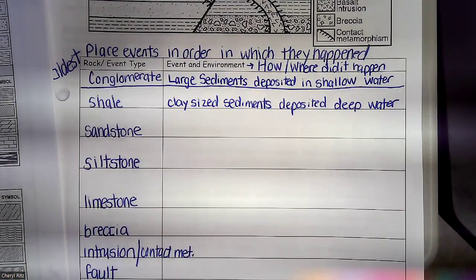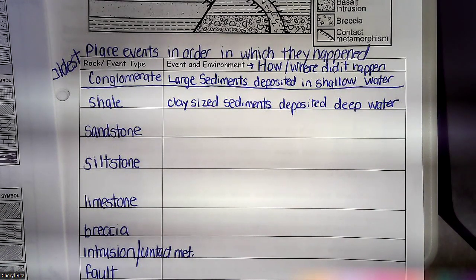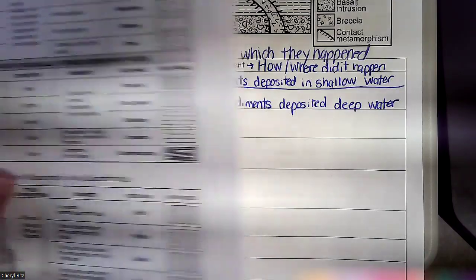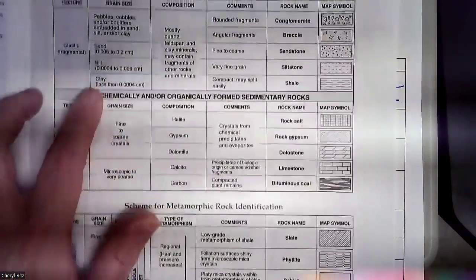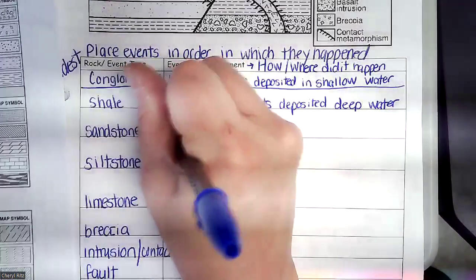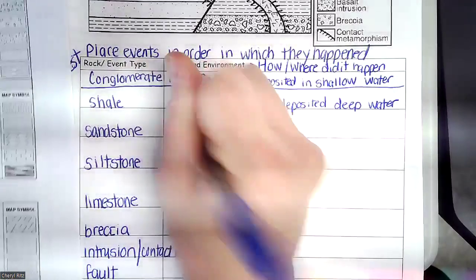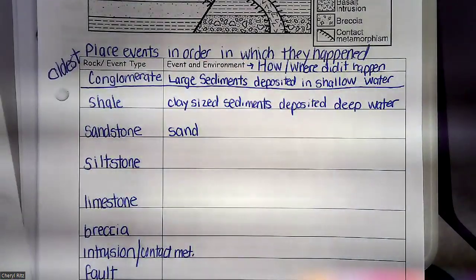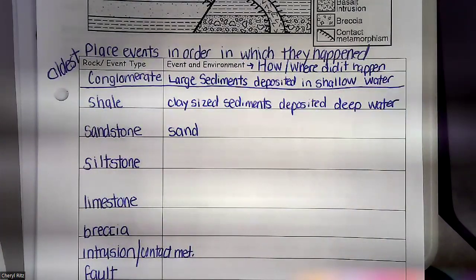So we have to do this with all of them. So we go through. Let's take a look at sandstone, which is the next rock. Again, it's another sedimentary rock. What size sediments does sandstone have? Yes. So it's going to have sand. If you want to skip the size sediments and just say sand, that's fine with me.